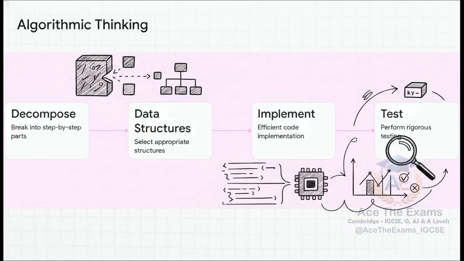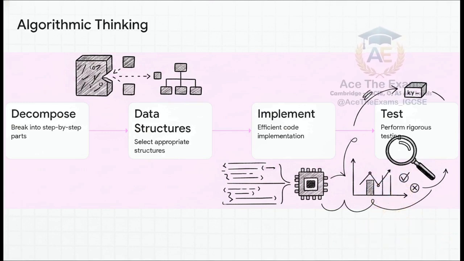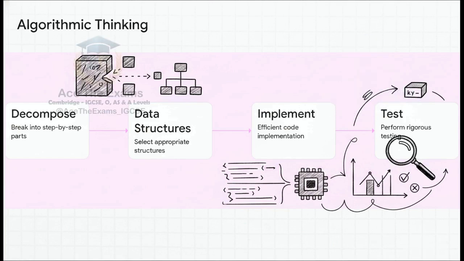Step 2 is appropriate data structure selection. You have to choose the exact right tools for the job. Do you need a 1D array, a record, a simple Boolean variable? Selecting the wrong structure here causes a domino effect of lost marks. Step 3 is the actual efficient code implementation. This is where you write the pseudocode clearly, ensuring your loops are properly structured and your variables are correctly initialized.